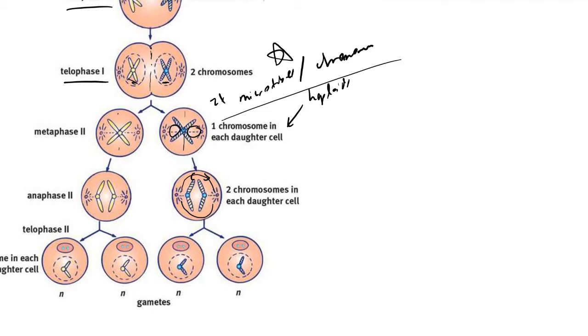the sister chromatids apart. An important note here is that each one of these cells are copies. So these are identical copies, or they can be, depending on how the crossing over occurred in meiosis 1.